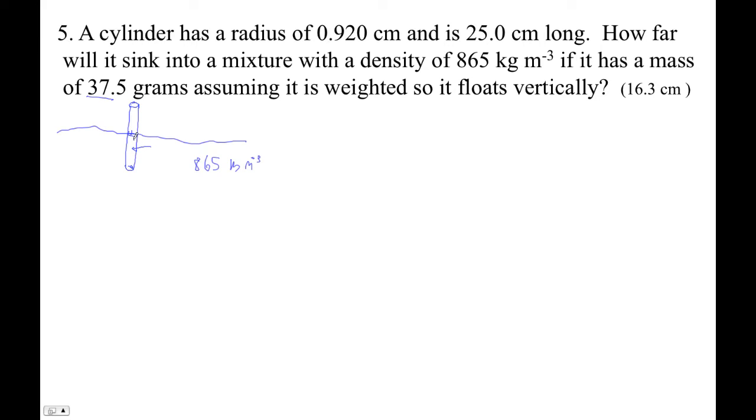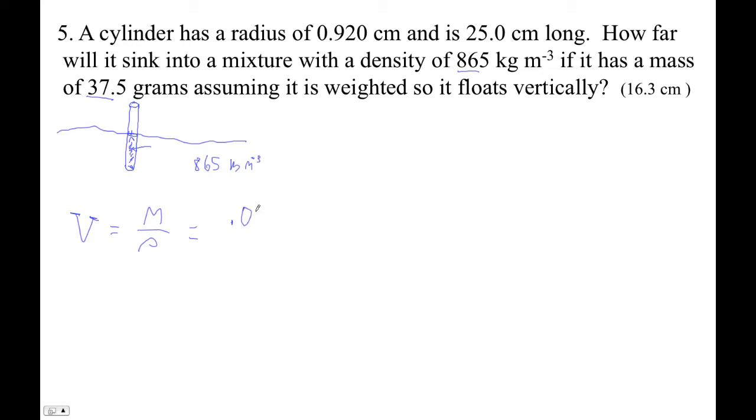So we know the mass of this stuff that's displaced, and in fact, the volume of that cylinder that's below the water has a mass of 37.5 grams. So the first thing I'm going to do is, I know the mass of the fluid displaced. I know the density of the fluid, and I'm going to find the volume of the fluid displaced. So volume is mass divided by density. This is the definition of density, right?